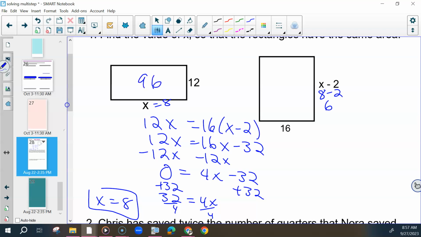8 times 12 is 96, and 16 times 6 is also 96. If we had inches or centimeters or whatever units, we would put that, but we don't, so we don't have to worry about that. Right. Questions on this one?